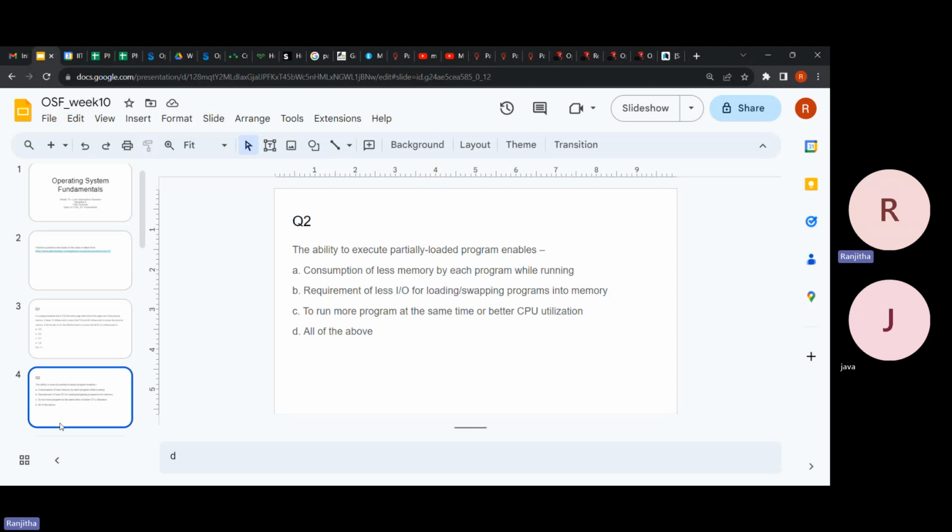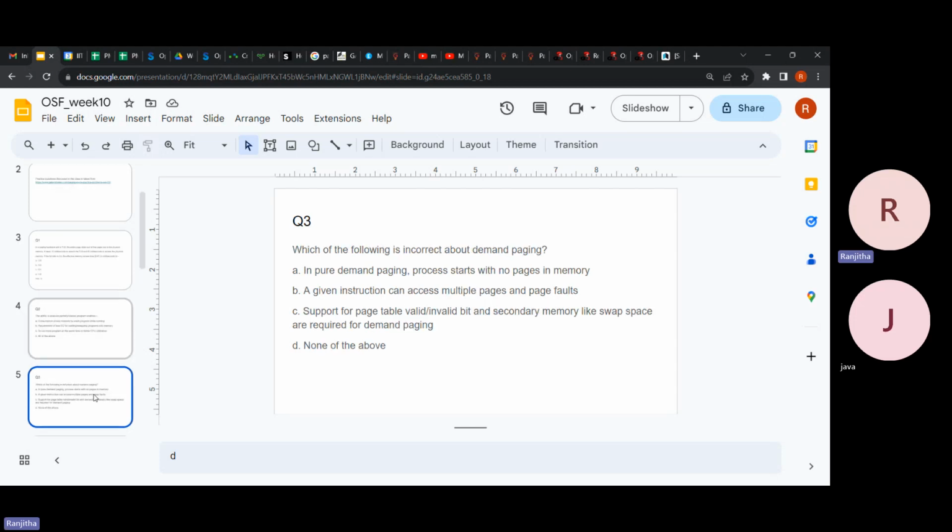The question is: the ability to execute a partially loaded program enables A, consumption of less memory by each program while running; B, requirement of less IO for loading or swapping programs into memory; C, running more programs at the same time for better CPU utilization. So all of these are correct in case of a partially loaded program. These are the advantages of demand paging. So the answer here is D, all of the above.